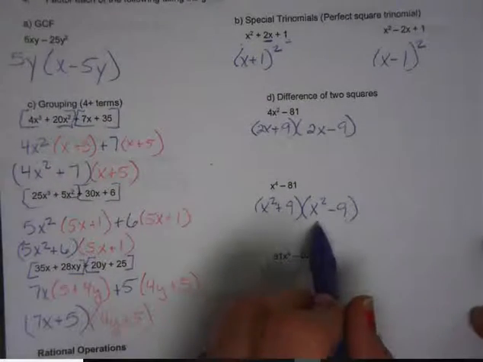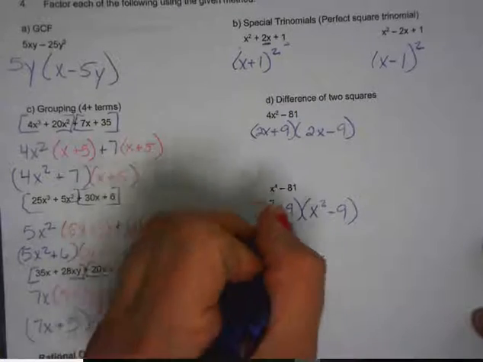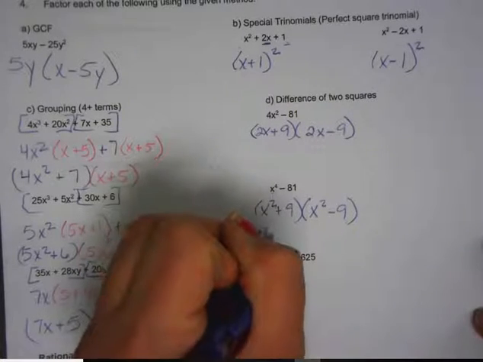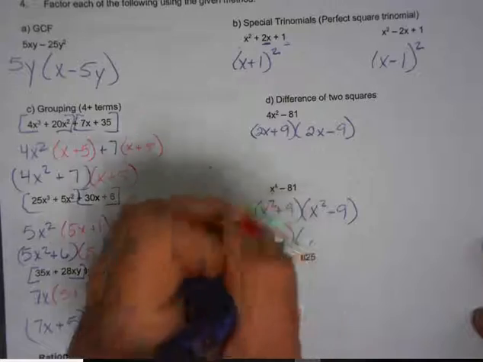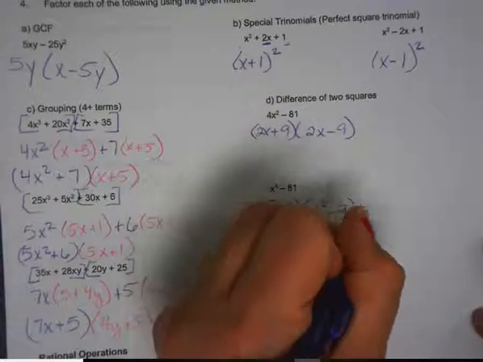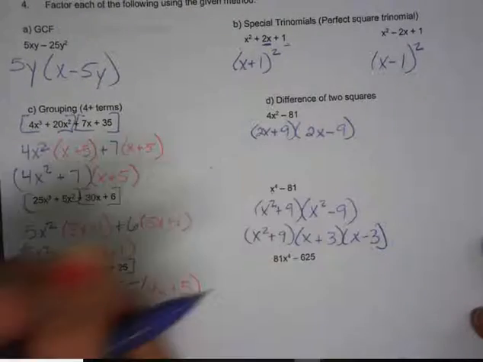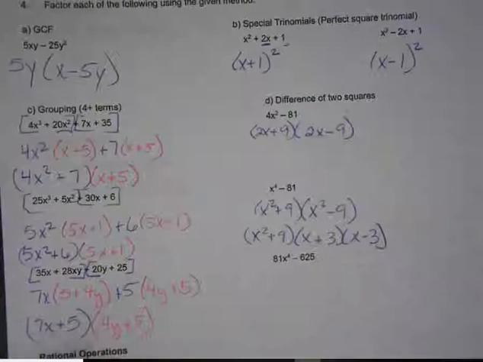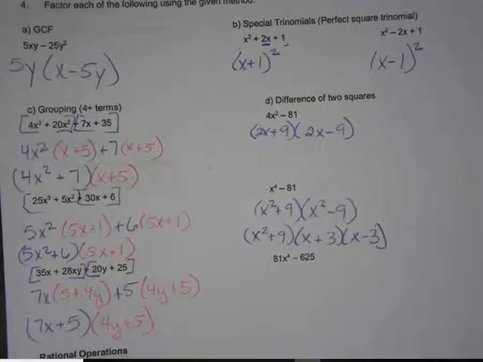Now, x squared minus 9 is still the difference of squares. So we're not going to do anything to x squared plus 9. However, we are going to factor x squared minus 9 to x plus 3 and x minus 3. Again, square root of the first plus the square root of the second, and square root of the first minus the square root of the second.